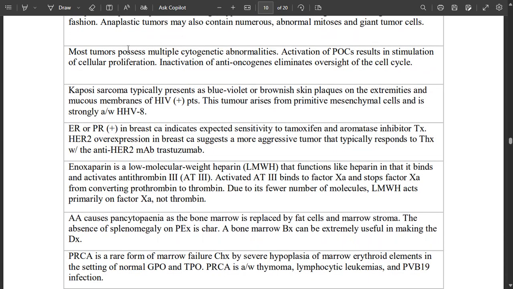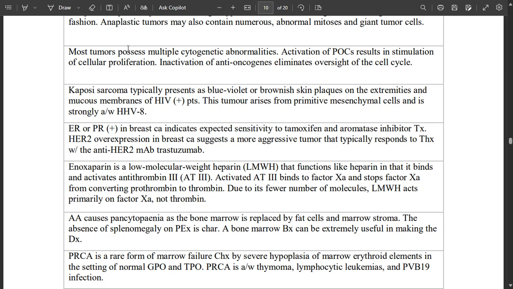Most tumors possess multiple cytogenetic abnormalities. Activation of POC results in stimulation of cellular proliferation. So activation of POC, cellular proliferation.